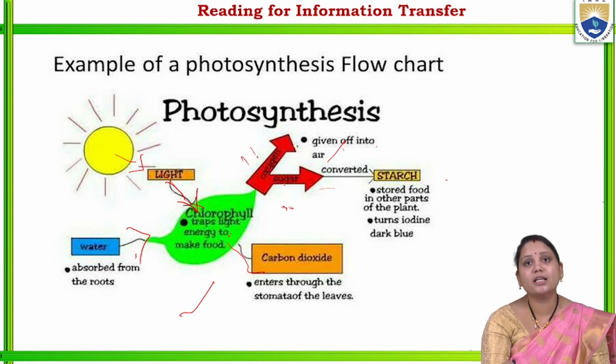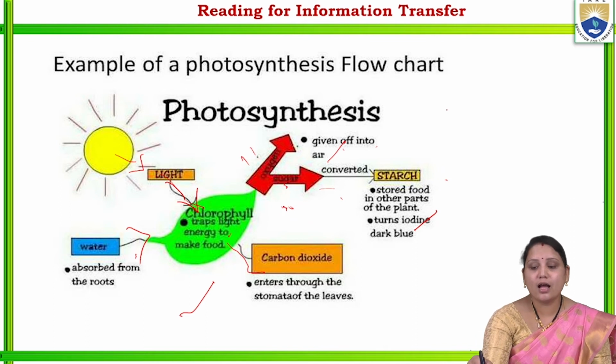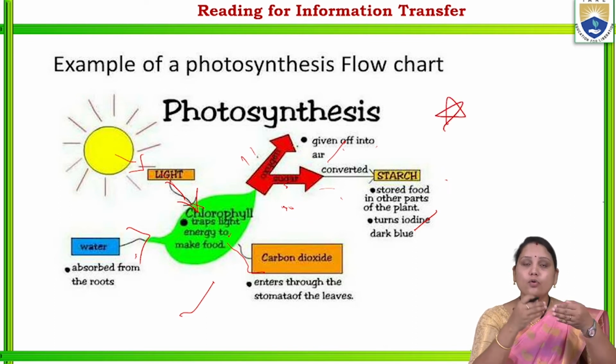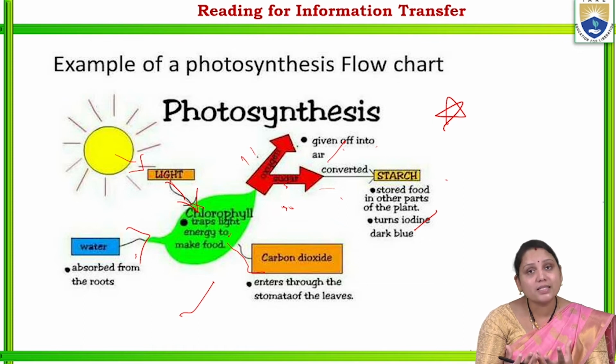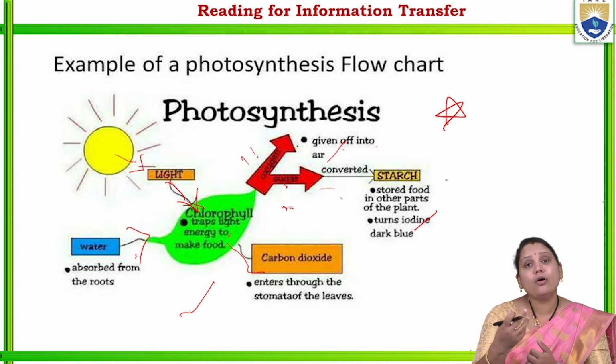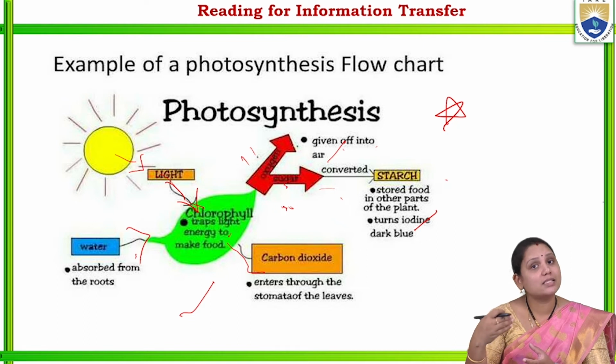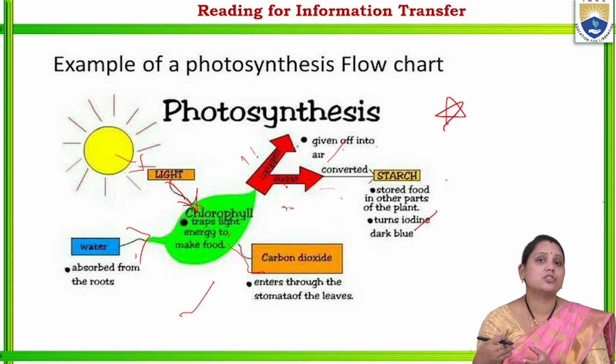Here we are representing the process of photosynthesis to show how and in what way it is happening. Then it is converted: one goes into the air, that is the oxygen, and the other is converted into starch, that is it stores food and turns iodine dark blue. So, this is the example of your flow chart. You will be segregating the flow chart into boxes and showing the process step by step, to represent the proper information to a person in a logical and stepwise order. That is the representation of a flow chart.